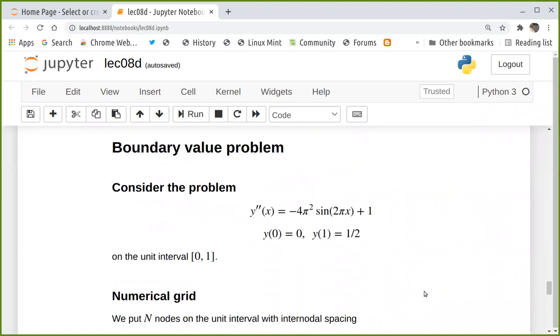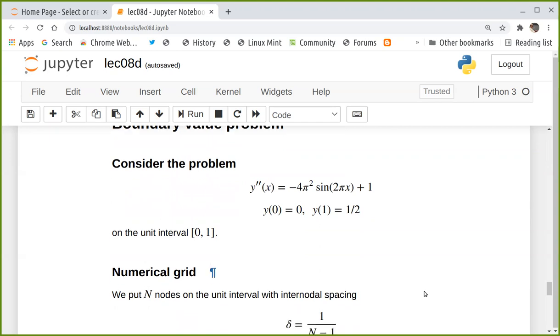Okay, so how about this one? The problem is y double prime of x equals minus 4 pi squared sine of 2 pi x plus 1, with y of 0 equals 0, y of 1 equals 1/2. Can you tell me what you think would be the form of the solution? What kind of function, if I took its derivative twice, would give me something like a constant times sine 2 pi x plus a constant?